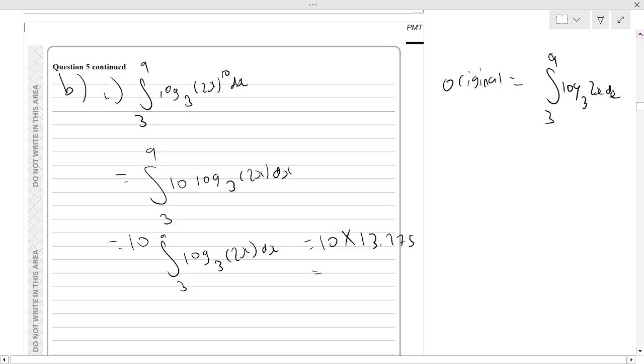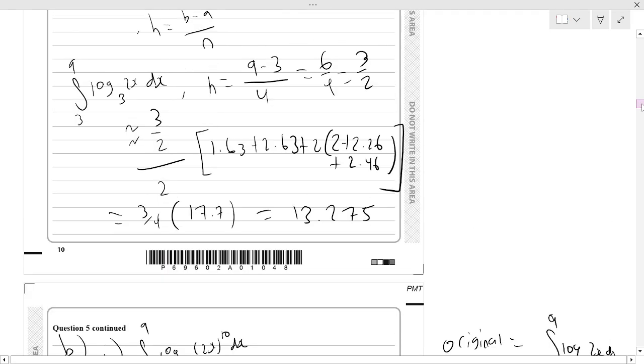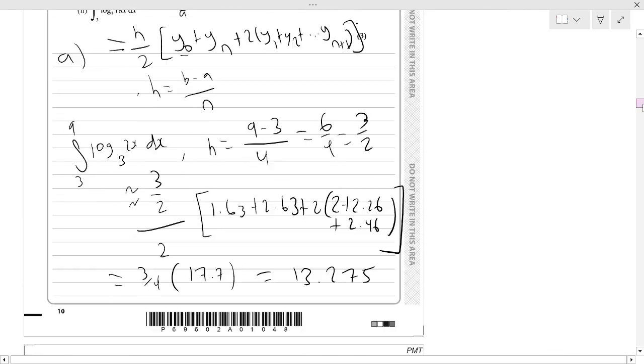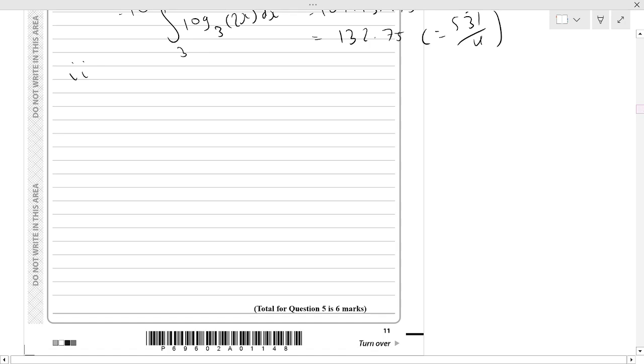And then I'm going to get 132.75. Or if you want it as a fraction, that is 3.531 over 4. It doesn't matter how you write it. So that's a fairly simple one. Now we need to deal with this integral, which is log 3 of 18x dx.